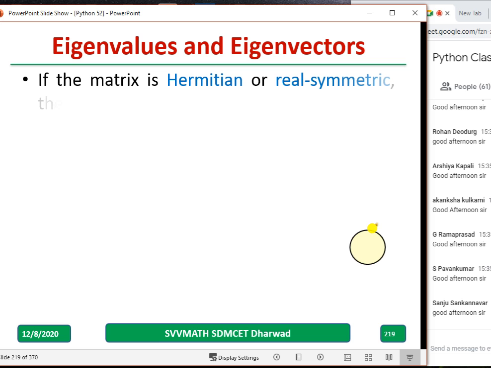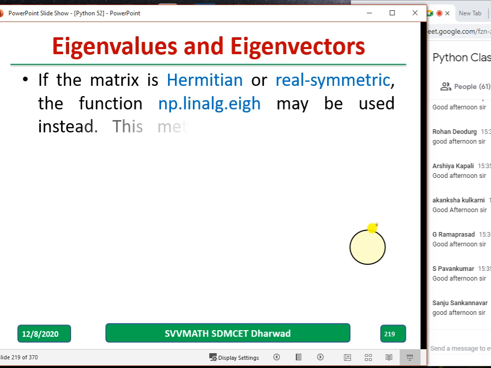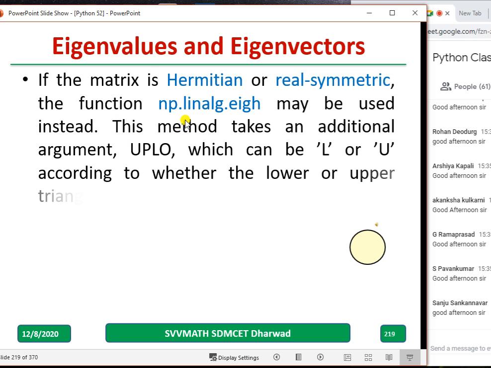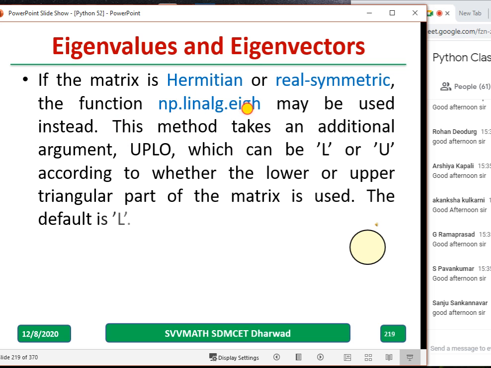If the matrix is Hermitian or real symmetric, I hope all of you can recall what symmetric means. Instead of eig, you can use eigh. That is the only difference. np.linalg.eigh may be used instead. This method takes an additional argument, upper or lower, which can be L or U according to whether you want the lower or upper triangular part of the matrix to be used. By default, if you don't give anything, it will take L.